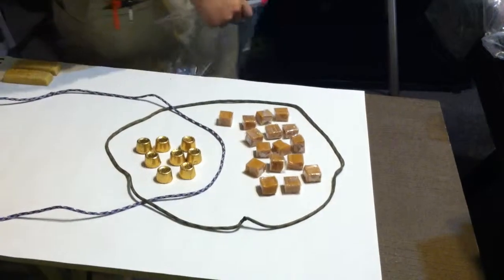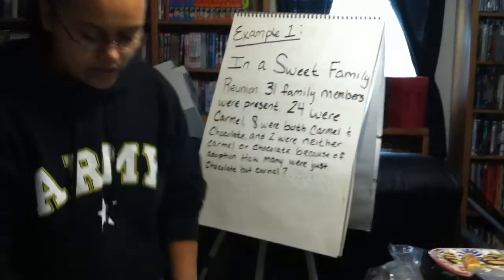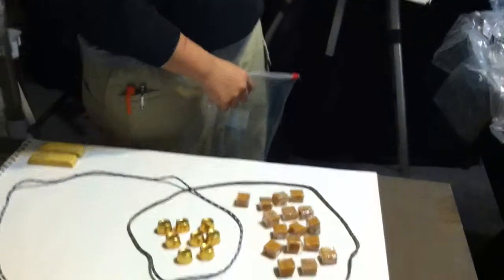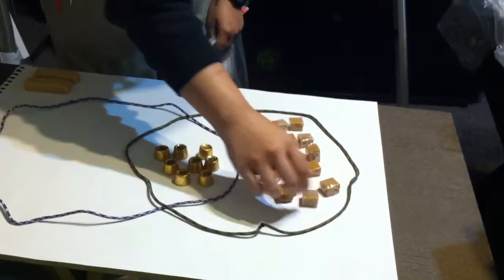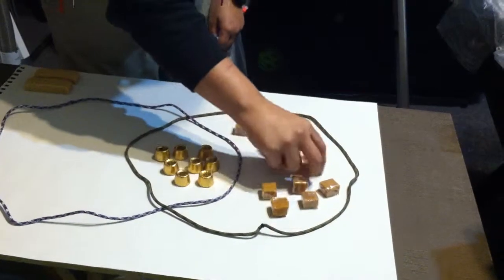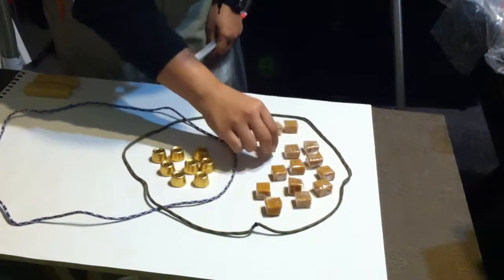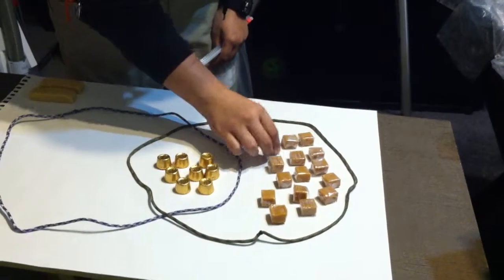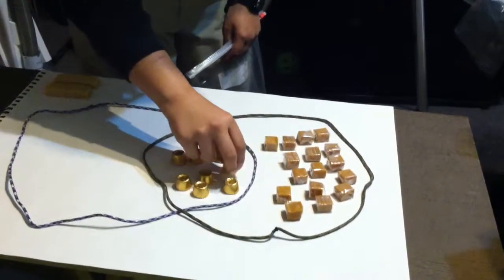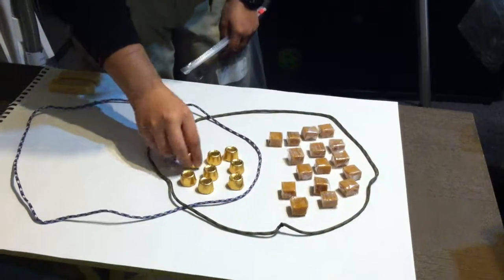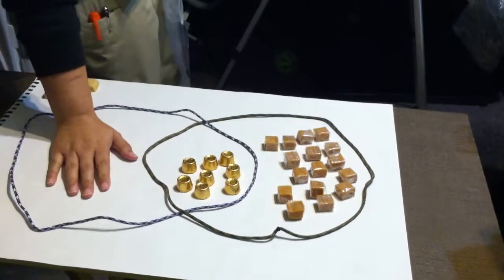Now, if we count them all together, the ones that were both caramel and chocolate and the ones that were just caramel, we should come up with the number 24. So we're going to make sure we count them all together. 1, 2, 3, 4, 5, 6, 7, 8, 9, 10, 11, 12, 13, 14, 15, 16, 17, 18, 19, 20, 21, 22, 23, 24.